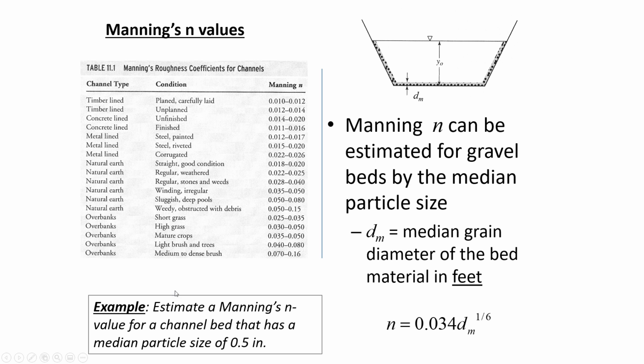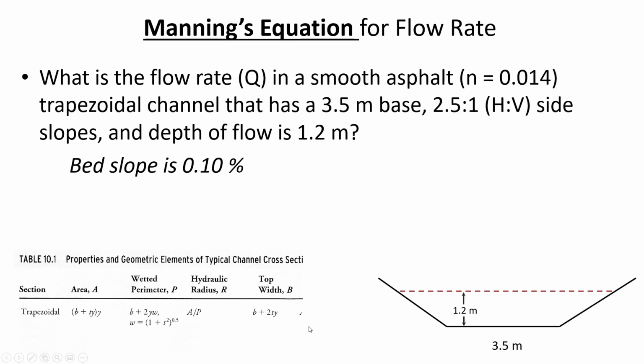Let's skip over this example. It's kind of simplistic and we're running low on time. I think that this is the more important example for us to try because it's a trapezoidal channel. Here, from table 10.1, are the area, wetted perimeter, and top width formulas for Manning's equation with a trapezoidal channel.